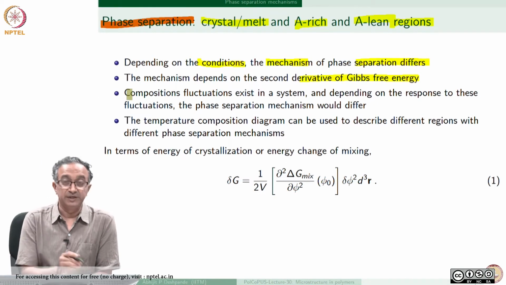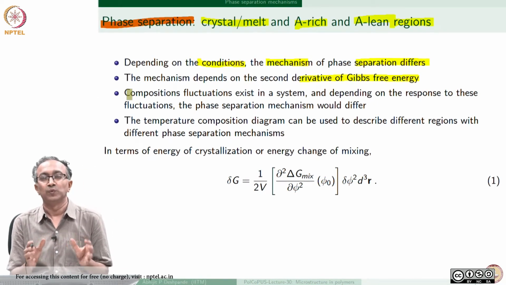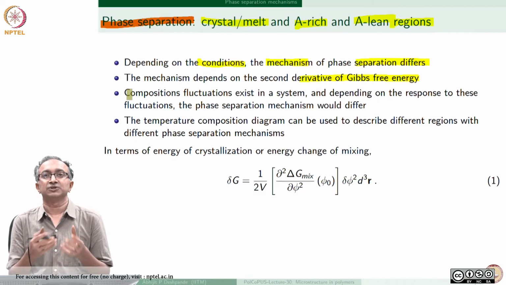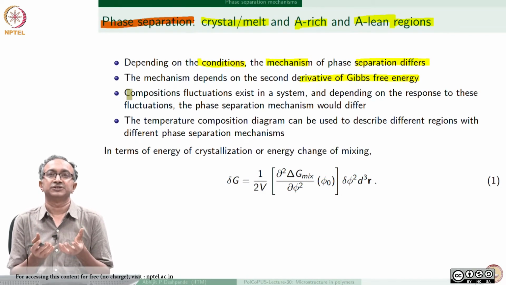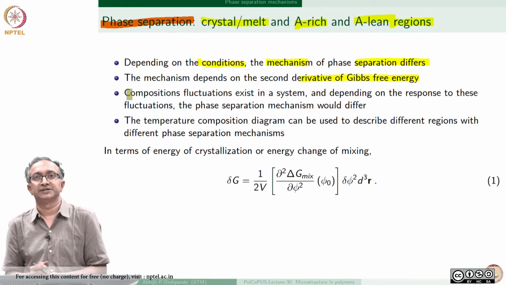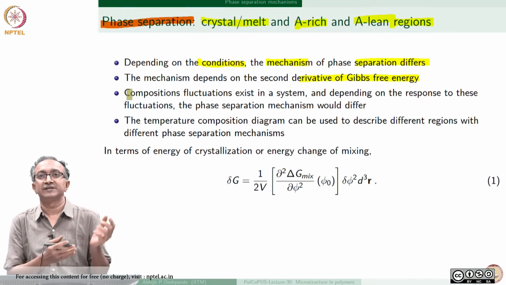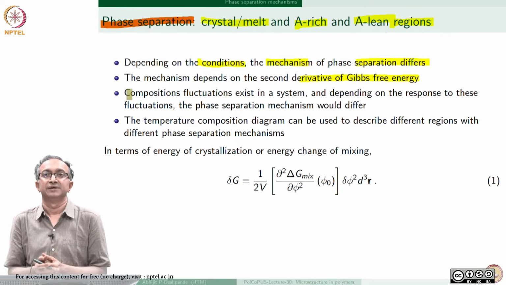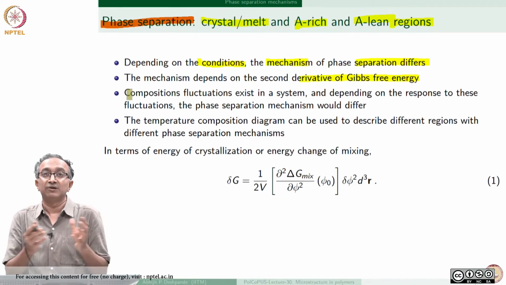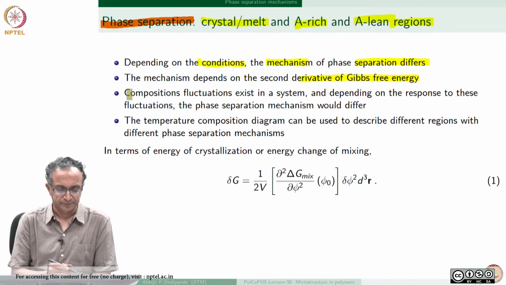The basic picture that we have of why the mechanism differs is based on what happens in a situation where there is a thermodynamic driving force for phase separation. But just because the thermodynamic driving force is there, it doesn't mean that phase separation will always happen according to the same mechanism. It also depends on the level of fluctuations and on the different driving forces, such as thermal energy, and the interface: whenever we create an A-rich, A-lean phase or a crystal amorphous phase, there is an energy associated with that. All of these determine what the mechanism is.